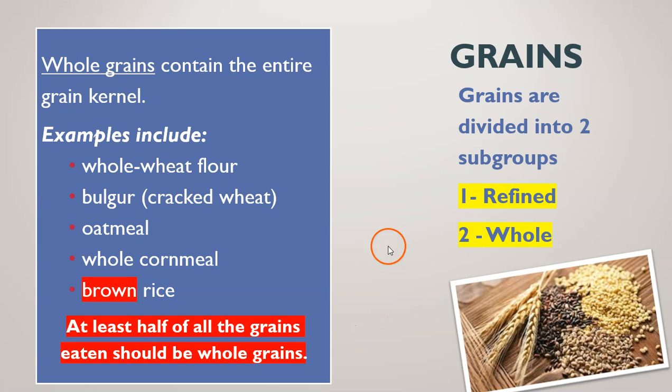Now, maybe to make it a little easier, a lot of our whole grains are actually the browns. So brown bread, brown rice. You can buy whole grain pasta now. And most products that are whole grains really try to advertise that. So look closely at packaging to determine, is this actually a whole grain or is it a refined grain? And as much as possible, go for the whole grains.